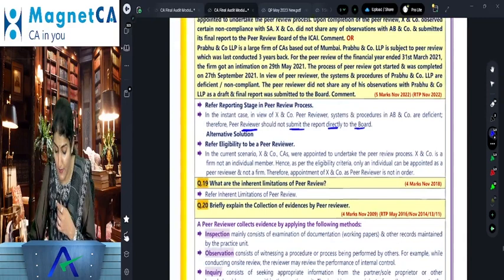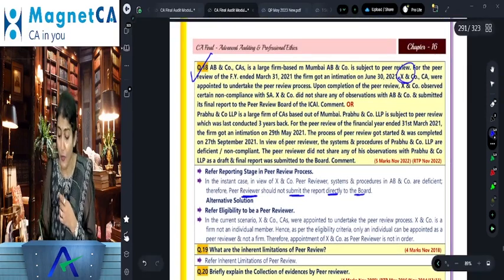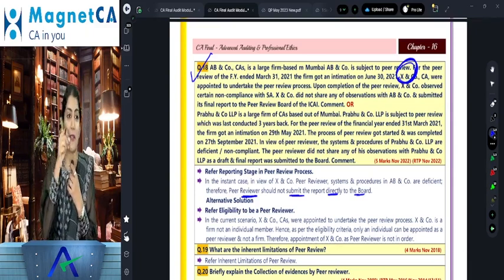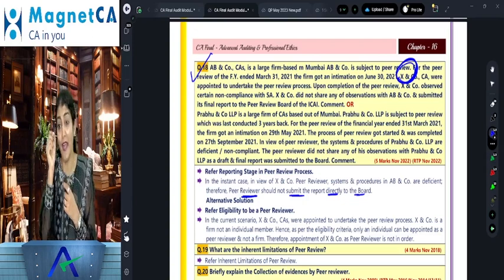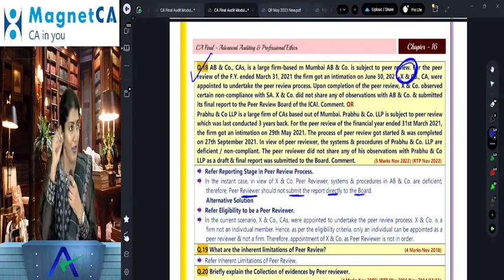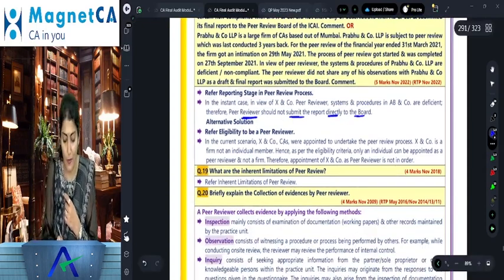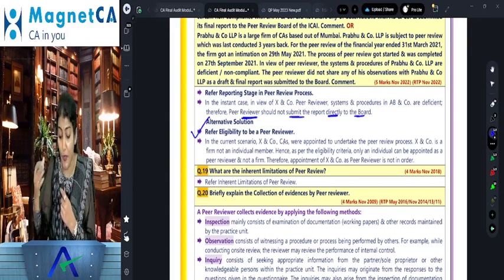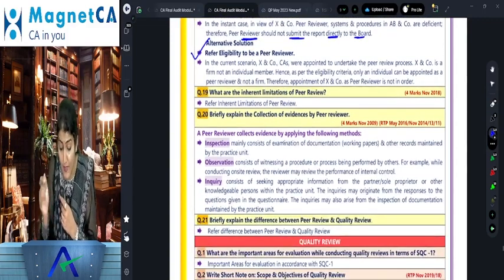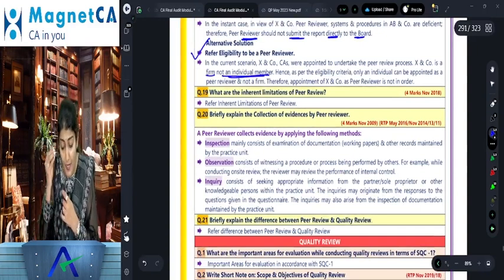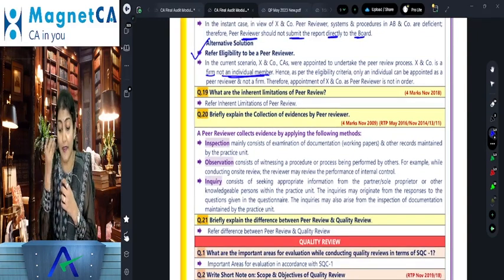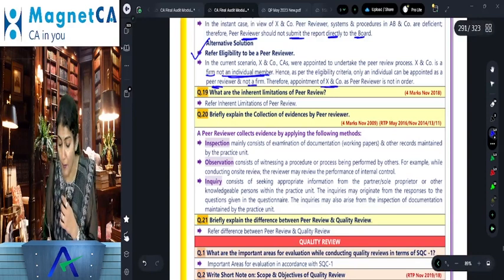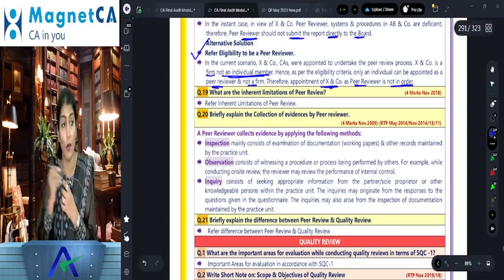Okay, and then what does it say? Here they appointed X and Company. Can you appoint a CA firm to do your peer review? No, only an individual chartered accountant can be appointed to do a review. Only an individual CA can be appointed to do a review. That is why some of these students in the answer, they also wrote down the eligibility to be a reviewer. And what has happened? X and Company CA were appointed to undertake the peer review process. X and Company is a firm and it is not an individual member. Hence, as per the eligibility criteria, only an individual can be appointed as a reviewer and not a firm. Therefore, the appointment of X and Company as the peer reviewer is not in order.